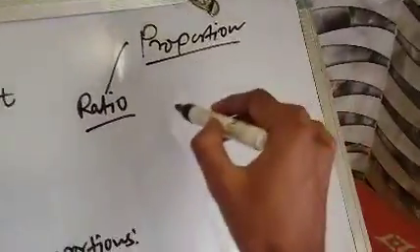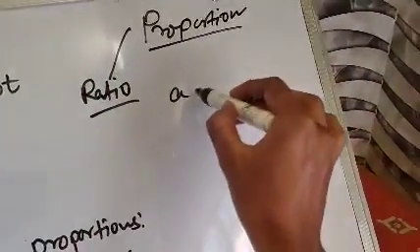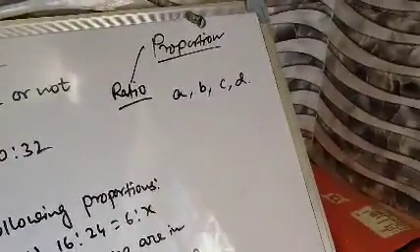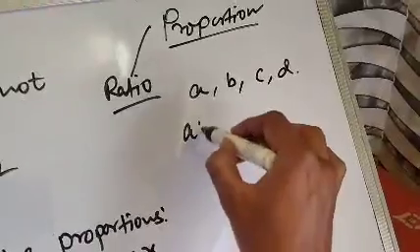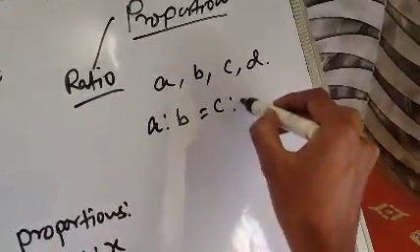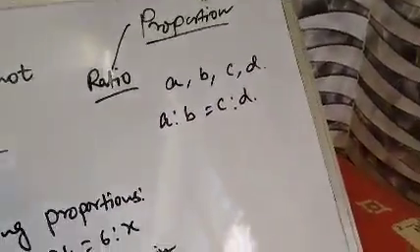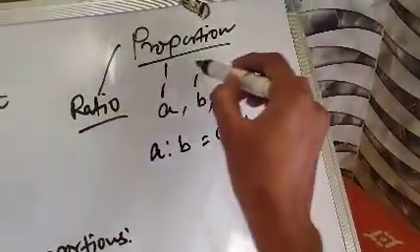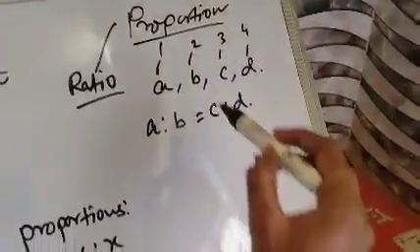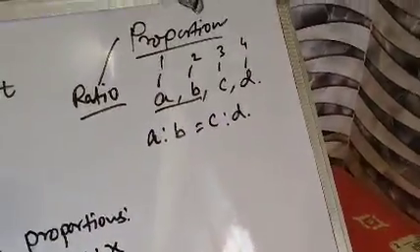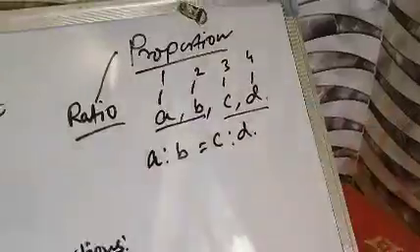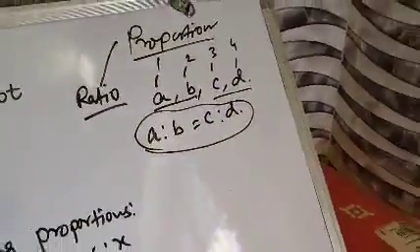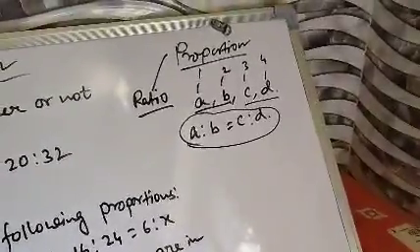So what is proportion? Suppose we have four numbers a, b, c and d, such that a ratio b is equal to c ratio d. These two ratios are equal. This is the first term, this is the second term, this is the third term, this is the fourth term. So when the ratio of the first two terms is equal to the ratio of the third and fourth terms, then we can say that these expressions are in proportion.